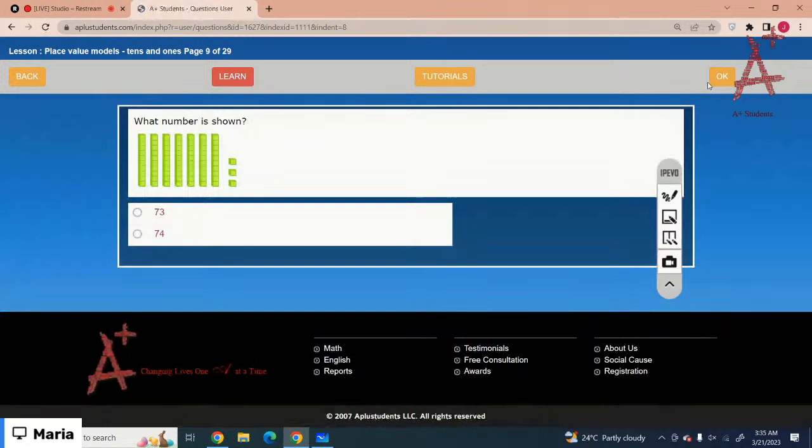Okay, what number is shown? 73, 74. Which is the correct option? Which one makes 74? Yes, it makes 73. Got it? The correct option is 73. Got it?